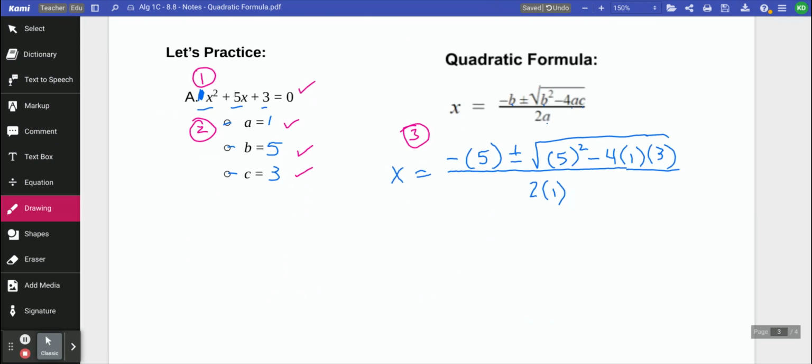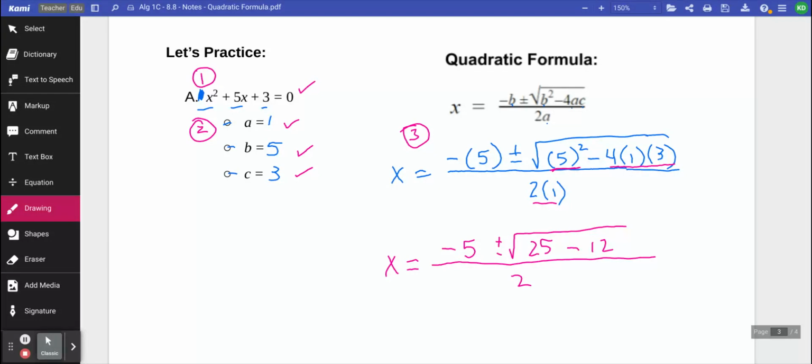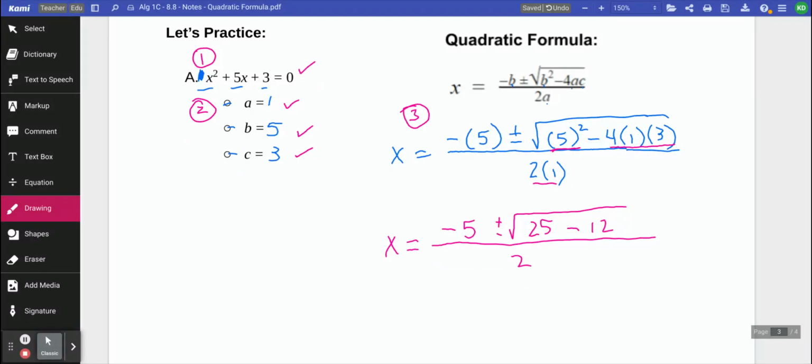So we're going to think about our order of operations. We're going to do negative B, so negative 5 is negative 5, plus or minus. And now we're going to do our exponents and multiplication. So 5 squared is 25. And then 4 times 1 times 3 is 12. So we're going to do 25 minus 12, all over 2 times 1, which is 2. All right, already it looks a lot simpler, right?